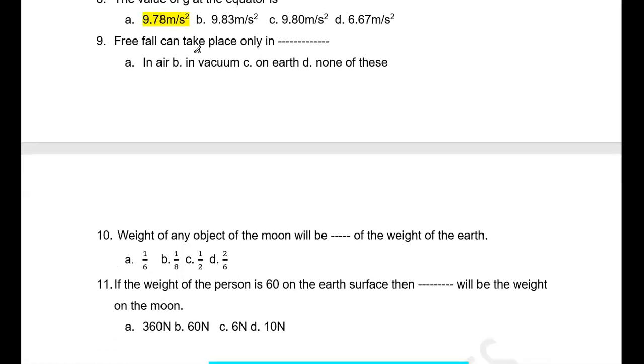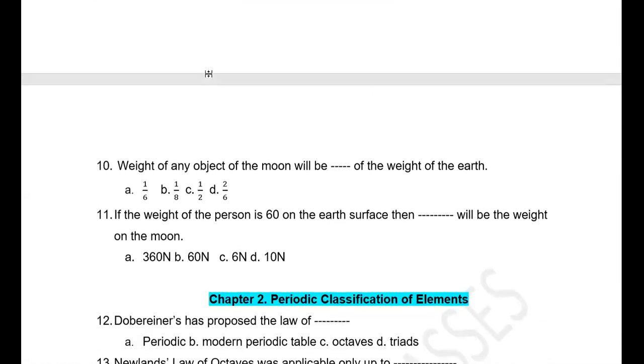Next, free fall can take place only in dash. We know free fall means an object is falling freely under the influence of gravity only. Options are in air, vacuum, on earth, none of this. So the correct answer is option B, in vacuum.